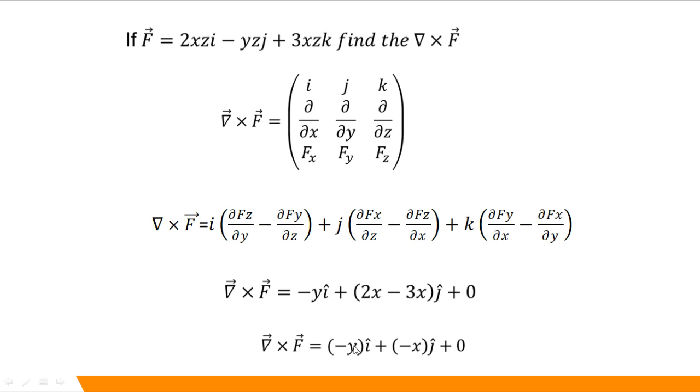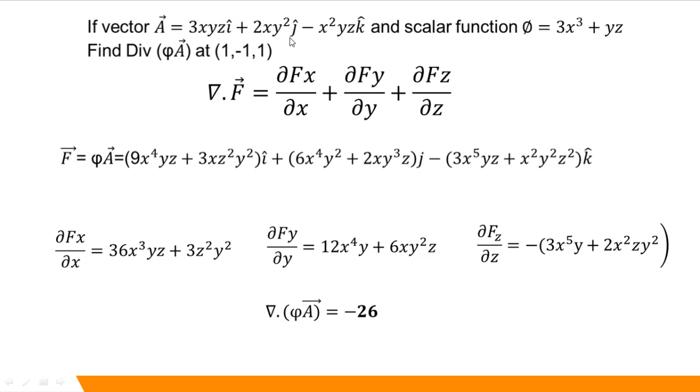Now if you substitute the values of x and y, you get del cross F. If del cross F is 0, then it is irrotational. If the del cross F value is non-zero, then it is a rotational field. So by substituting some values, you can identify that.